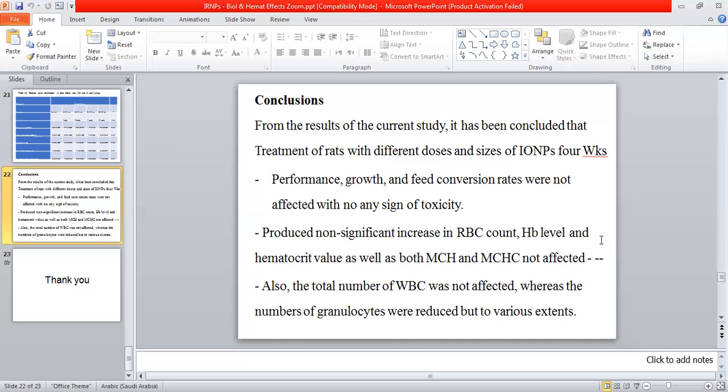With respect to the hematological parameters, nanoparticles produced a non-significant increase in RBC count, hemoglobin level, and hematocrit value, while both MCH and MCHC were not affected. Also, the total number of white blood cells was not affected, whereas the number of granulocytes was reduced to a variable extent.